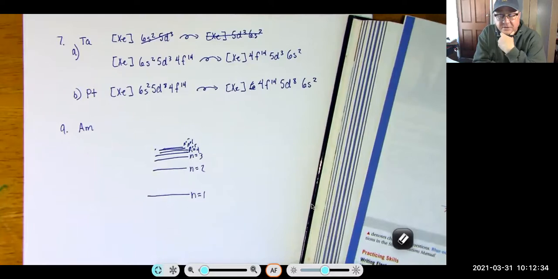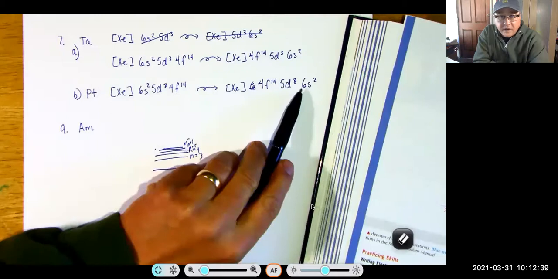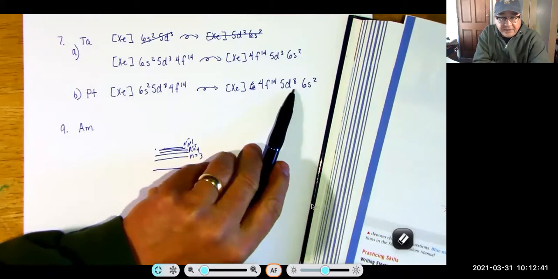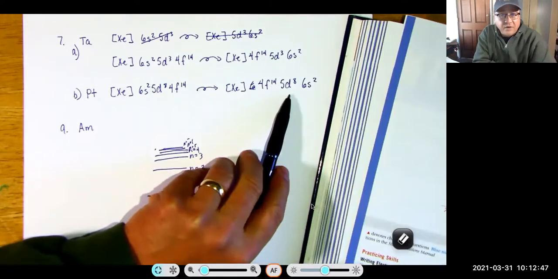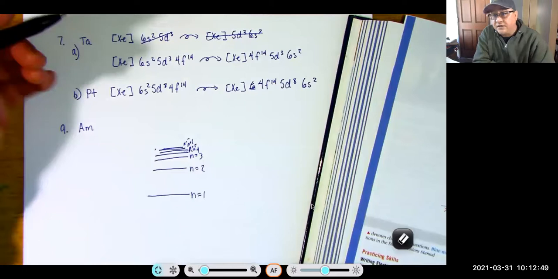Because its atomic number is 78. So here, only one of the electrons is different than it should be, right? That's 1 out of 78, which is about 1.5% of them are wrong.